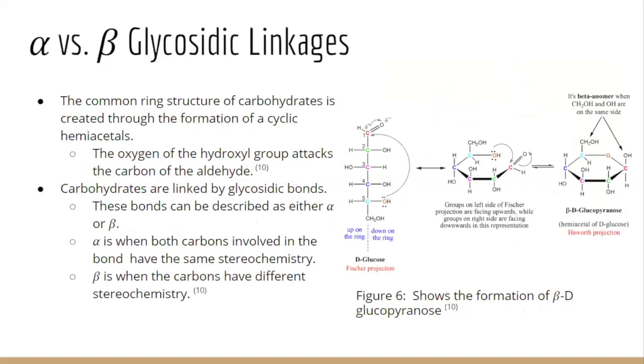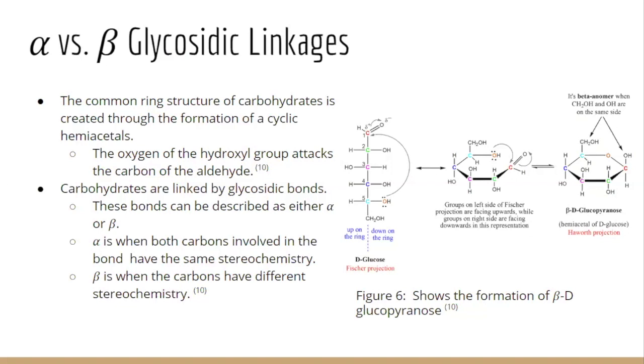Carbohydrates are linked by glycosidic bonds, but in order to understand these, you have to first understand how the ring of a monosaccharide is formed. This is done through the formation of a cyclic hemiacetal, as shown in the figure. A cyclic hemiacetal is only formed when there's a hydroxyl group and an aldehyde in the same molecule. The oxygen of the hydroxyl group attacks the carbon of the aldehyde. The carbon that was originally a part of the aldehyde is now known as the anomeric carbon.